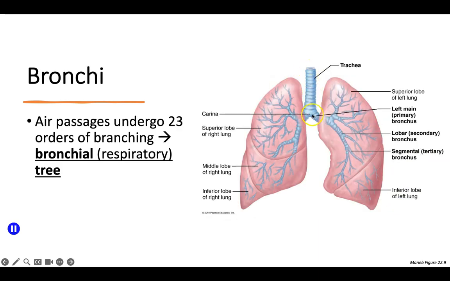Now from the trachea, we pass into this bronchial tree. It's called a tree because the bronchi have 23 orders of branching. Basically, the trunk of the tree is the trachea, and then the big limbs would be the primary bronchi, and then it starts to branch out into smaller and smaller branches. So again, this entire structure is called the bronchial tree, starting with the primary bronchi, and as you'll see, it will end in the alveoli.